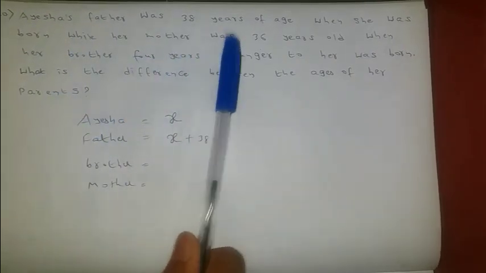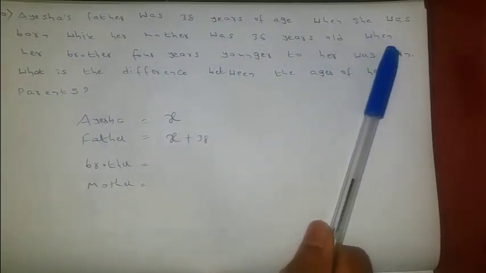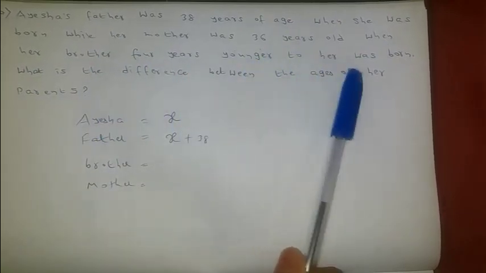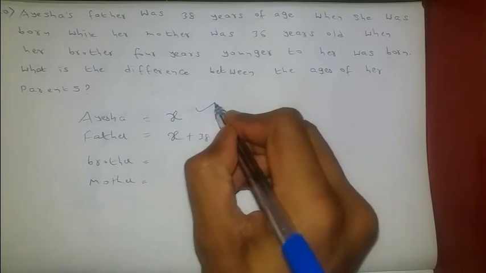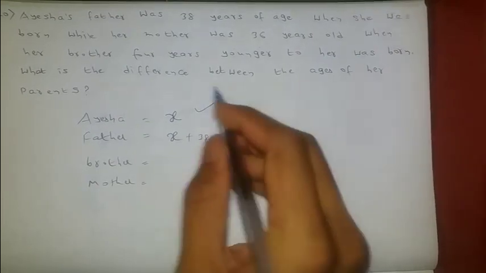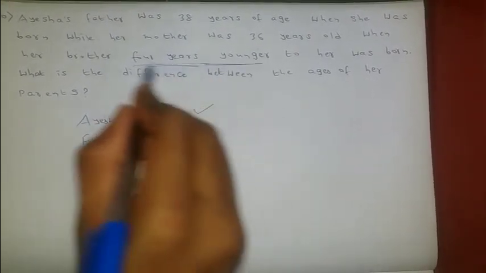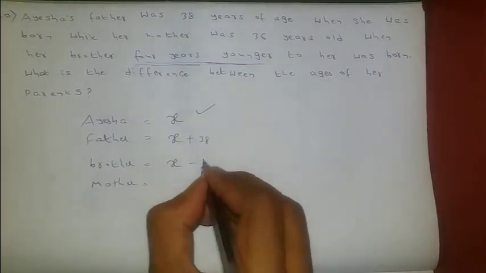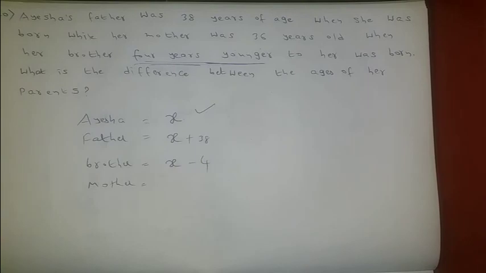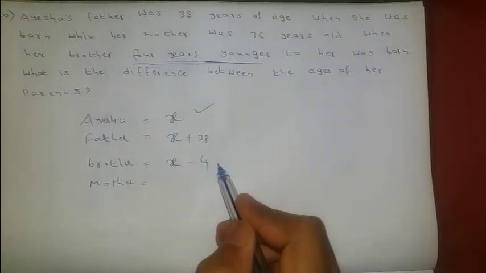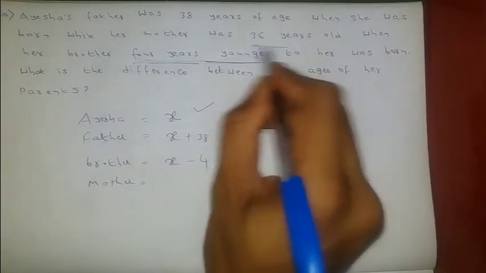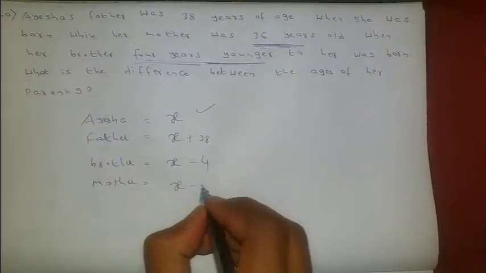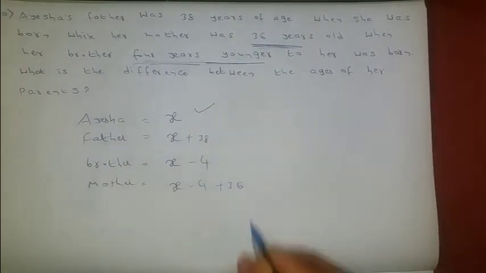Her mother was 36 years old when her brother, 4 years younger to her, was born. For Ayesha, one brother is there who is younger, by how many? 4 years younger. So Ayesha is x, which means this brother will be x minus 4. Next, when this brother was born, the mother was 36 years old, so x minus 4 plus 36.